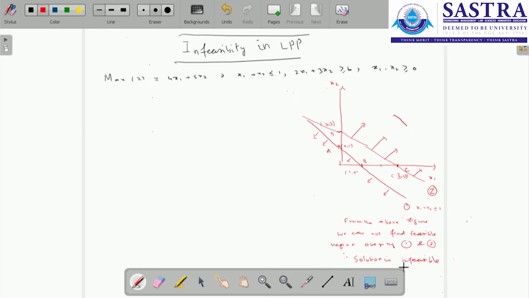Now let us find the infeasibility of this linear programming problem through the simplex method. How? Let us first have the slack and surplus variables that we need to introduce with respect to the inequalities. The first inequality is x1 plus x2 less than or equal to 1, which means I need to add one slack variable s1 to make this equal to 1. For the second one I need 2x1 plus 3x2, then one surplus variable minus s2, and one artificial variable a1, to make it equal to 6.